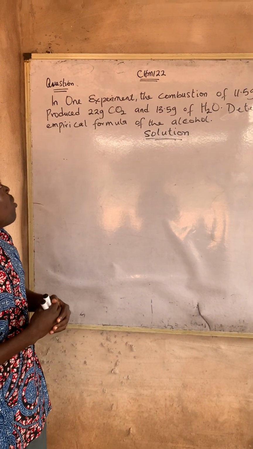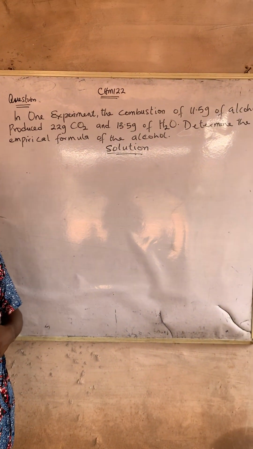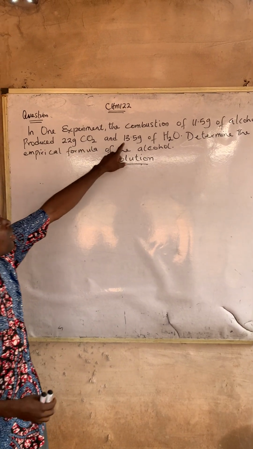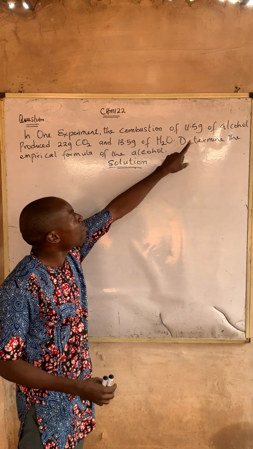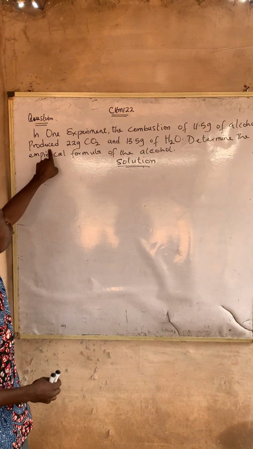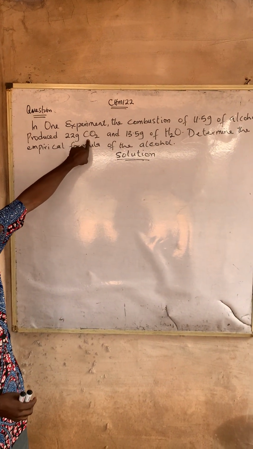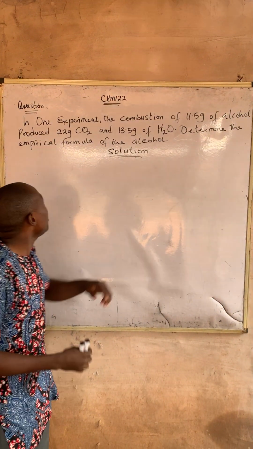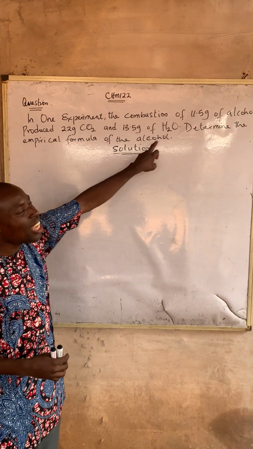Now on the board there's a question given to us, and the question is based on empirical formula. The question says, in one experiment, the combustion of 11.5 grams of alcohol produced 22 grams CO2 and 13.5 grams H2O. Determine the empirical formula of the alcohol.